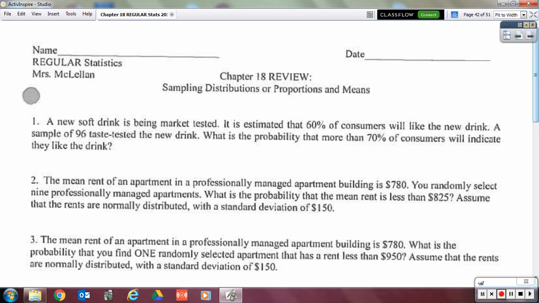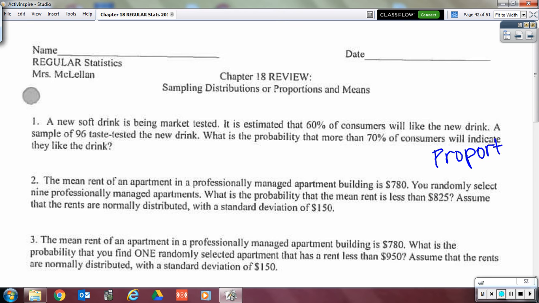Here we go. A new soda drink is being market tested. It is estimated that 60% of consumers will like the new drink. A sample of 96 taste tested the new drink. What is the probability that more than 70% of consumers will indicate that they like the drink? So the first question you have to answer is if this is a proportion problem or a mean problem. How do you know it's a proportion problem? If it has percentages in it, it is a proportion problem. Yes. So this is a proportion problem.